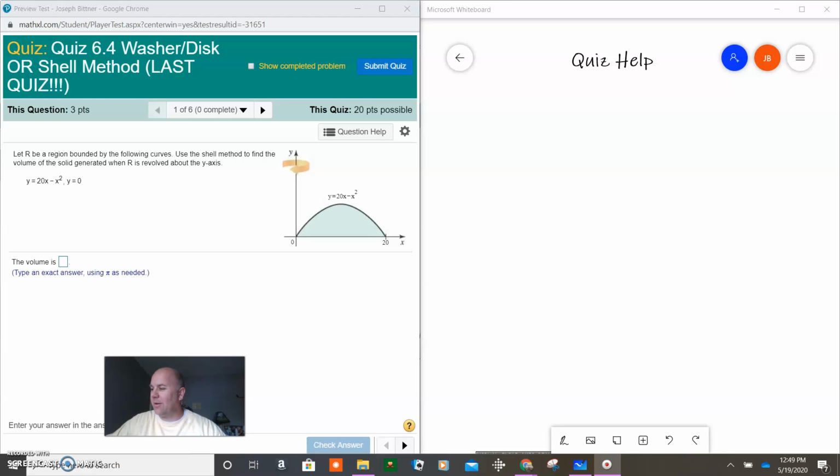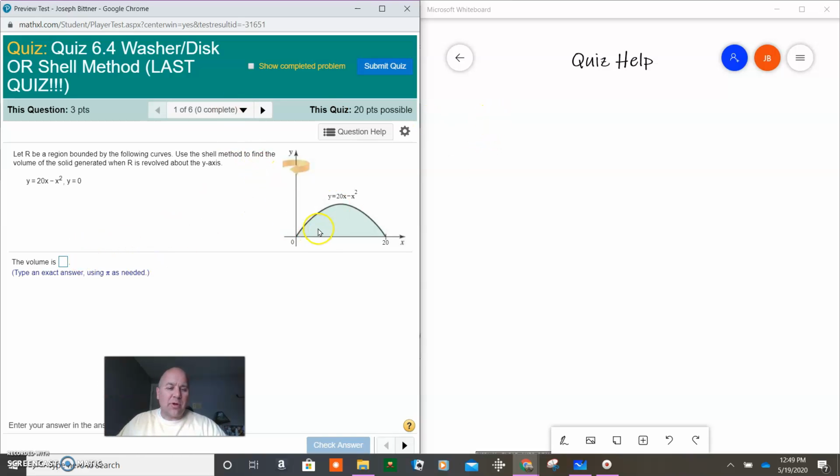Hello, students, and hopefully this will be our last quiz of the semester going through washer and disk, or is it the shell method? Now, there are quite a few problems that will say, hey, do the shell method. It's a lot easier. I think it might be too. But again, it's your choice. Once you get into the later questions, they do give you an option to either do washer and disk, or a shell method.